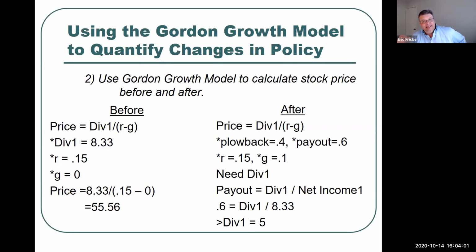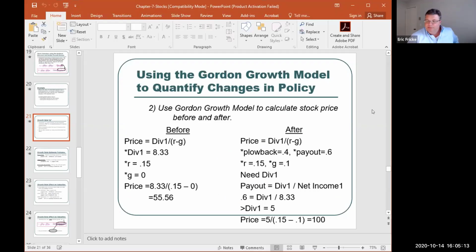Now we have everything we need to plug into the Gordon growth formula to calculate the value of the stock. It's going to be the dividend of 5 all divided by R minus G, which is 0.15 minus 0.1. That gives us a price of 100. So wow, check that out. The stock price went from 55.56 up to 100. That's just an example to show you how sensitive the value of companies is to changes in growth rate.